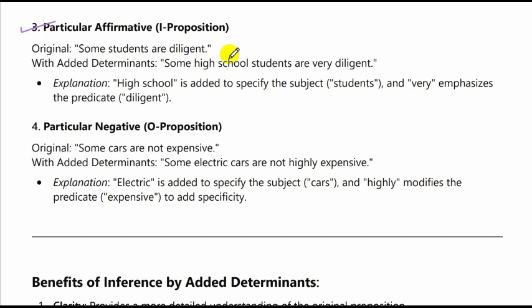Fourth, particular negative O proposition. Some cars are not expensive. With added determinants, it becomes some electric cars are not highly expensive. Electric is added to specify the subject cars and highly modifies the predicate expensive to add specificity.